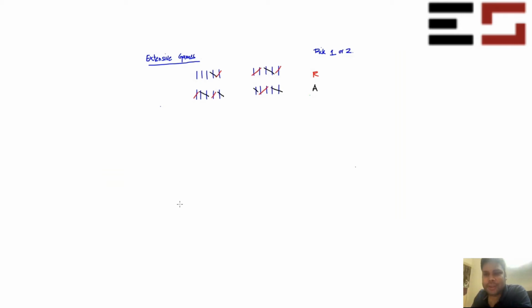So was playing first important here? Actually, it was not that important. Playing first wasn't that important. If you have 20 matchsticks, then playing one first was important. But if you have 21 matchsticks, then playing two is better. That is why I'm saying it totally depends on the number of matchsticks, what is a better position.